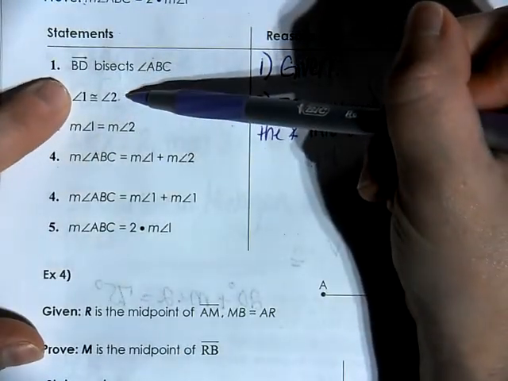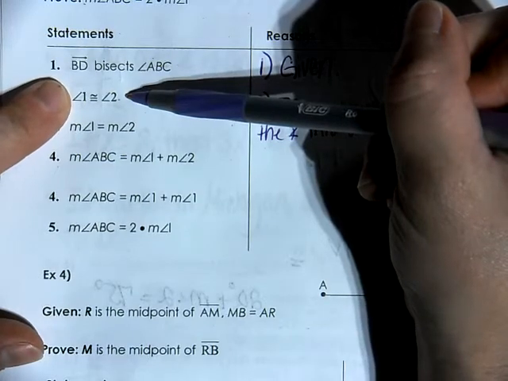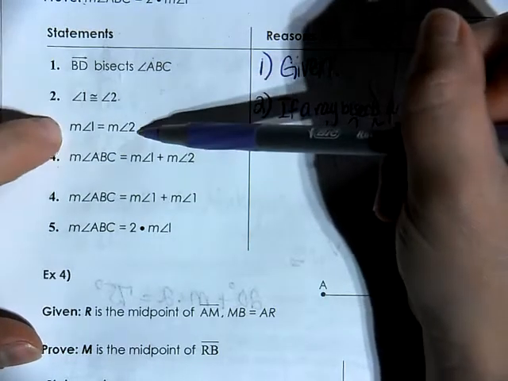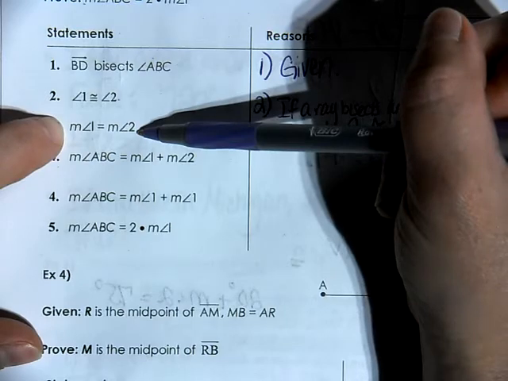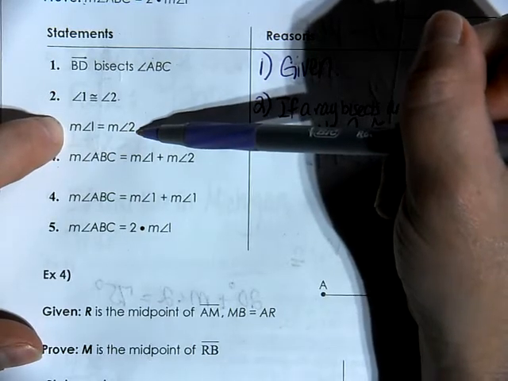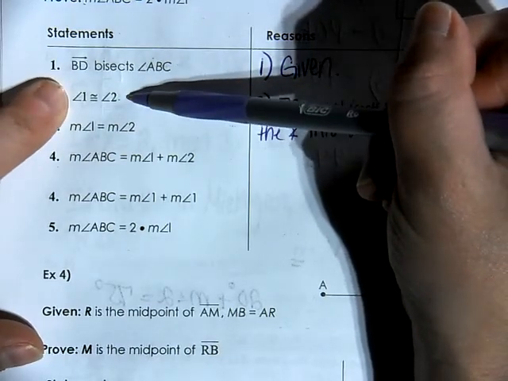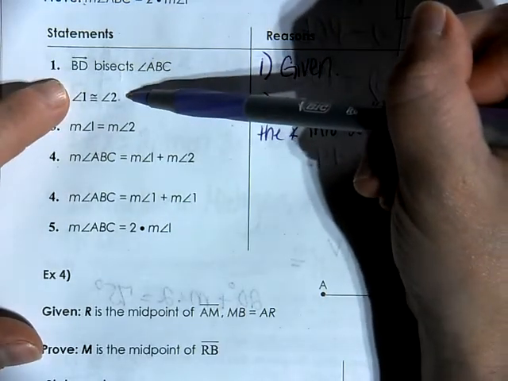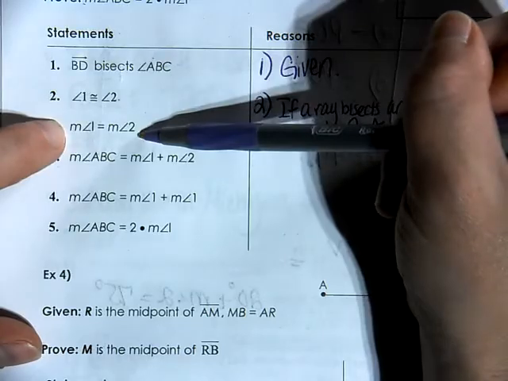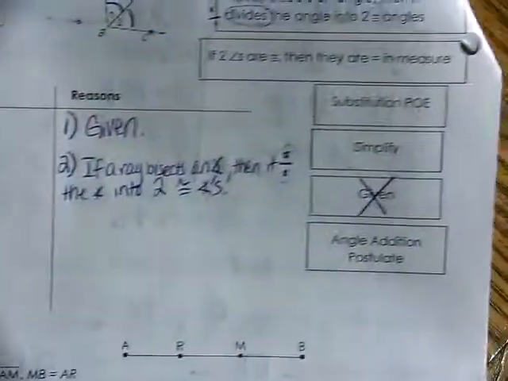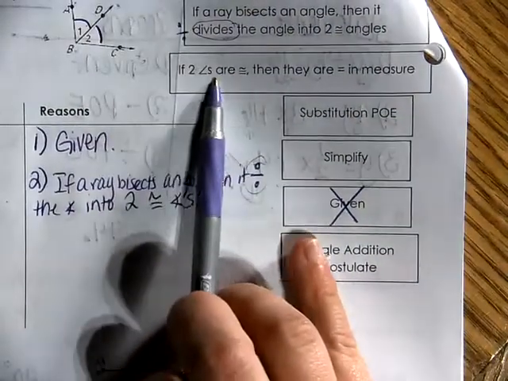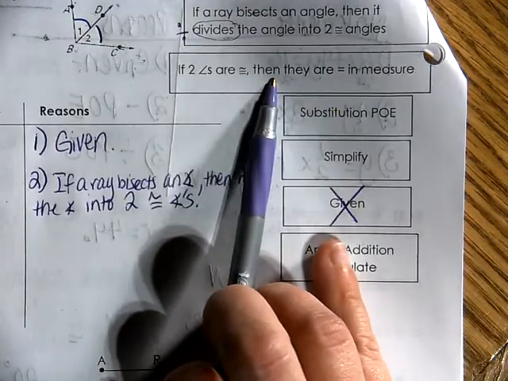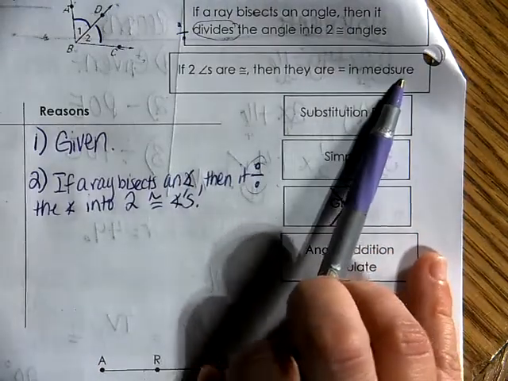What came before was angle 1 is congruent to angle 2. And now we're saying the measure of angle 1 equals the measure of angle 2. So we go from congruent to equals. If 2 angles are congruent, then they are equal in measure. And that's what you're going to write down.